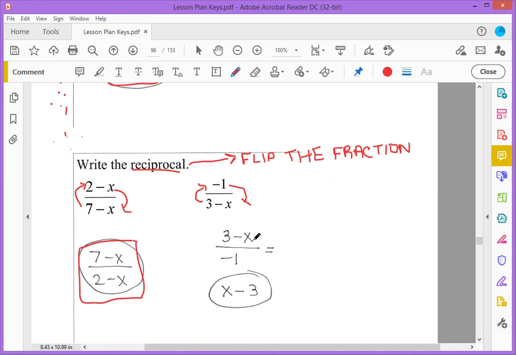Now in this scenario, you can reduce this. Negative 1 can be divided into both of these terms. So it's essentially going to change the sign of both the terms. So it makes that 3 a minus 3 and makes this x a positive x. We just wrote it in standard form, putting our variable in front of the number. So we wrote it as x minus 3.